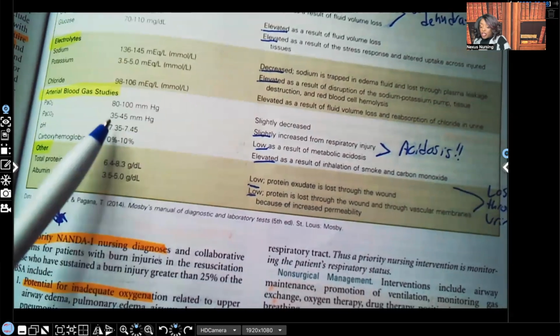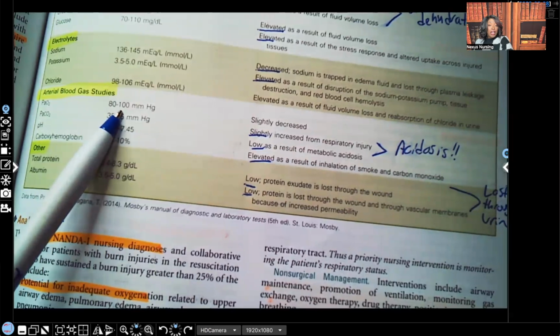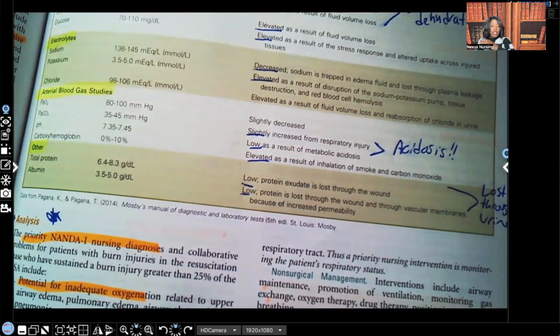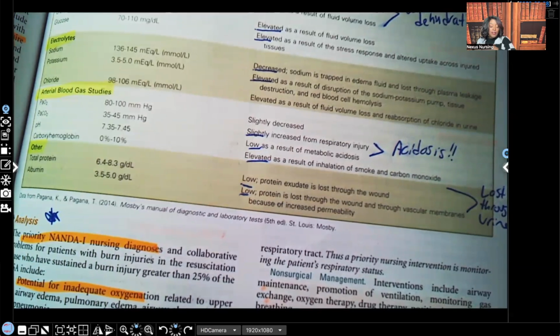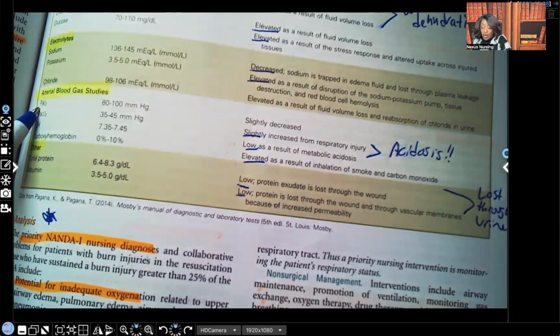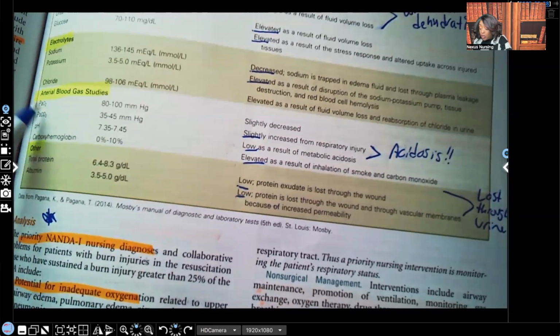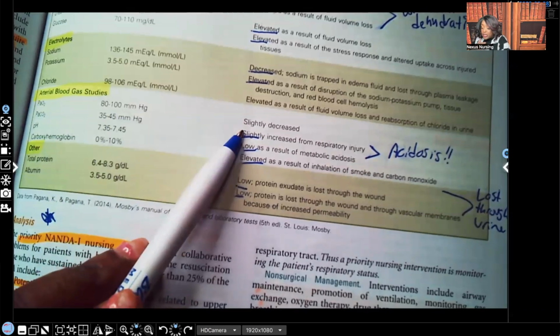Now, the partial pressure of oxygen is 80 to 100. Do not confuse that with oxygen saturation. The oxygen saturation, that's your O2 sat, you want it to be 95 to 100. You want it to be 98 to 100. We'll take 95, but really we want it to be 98 to 100. The oxygen saturation is not the same thing as partial pressure of oxygen. So the PaO2, 80 to 100, that is our normal range. That is going to be slightly decreased.